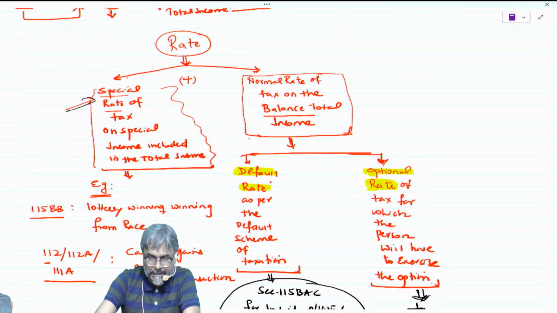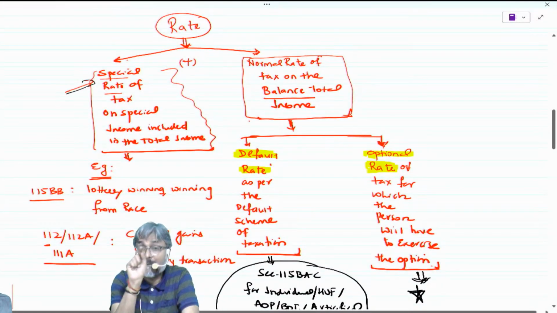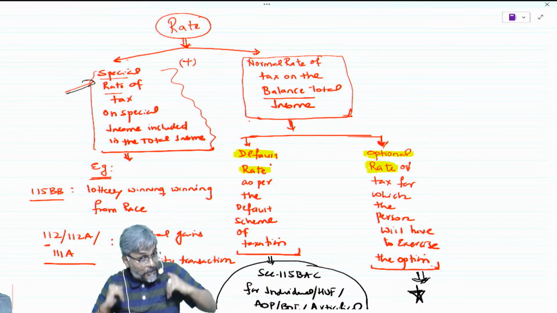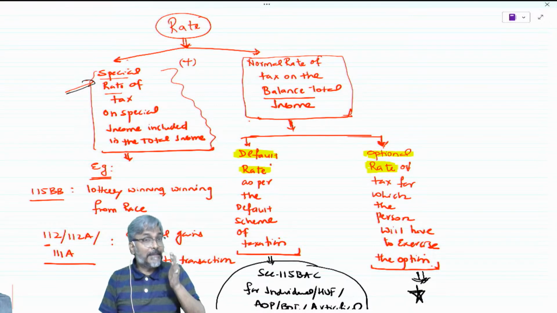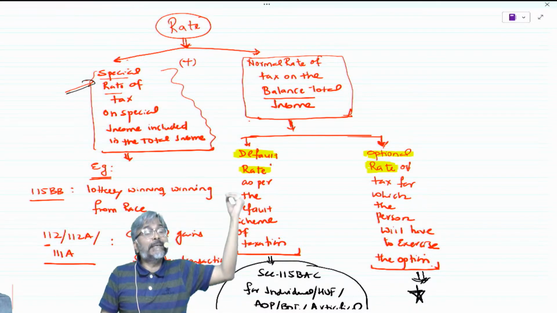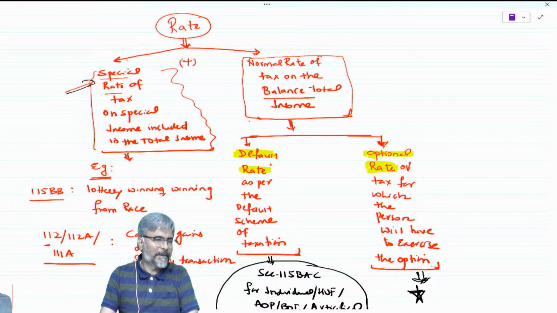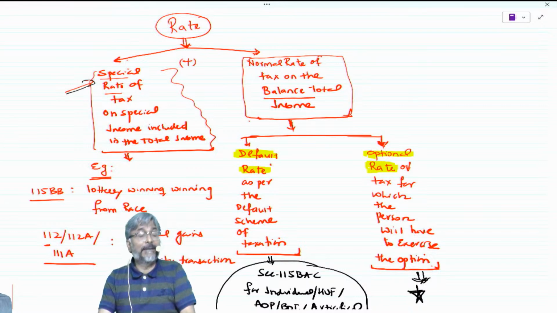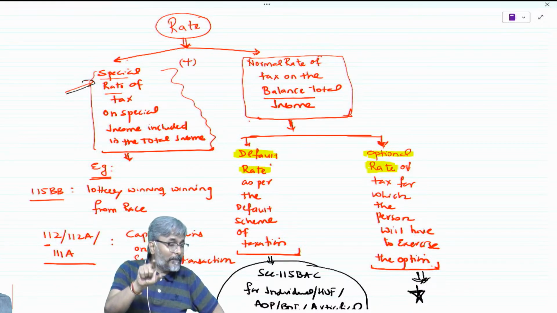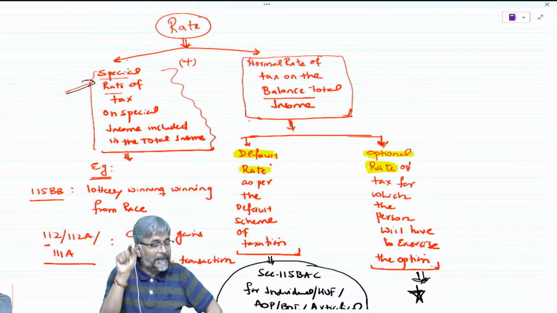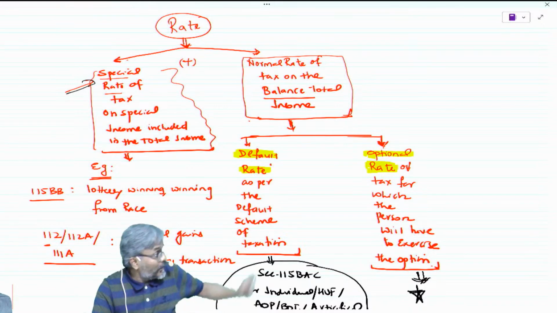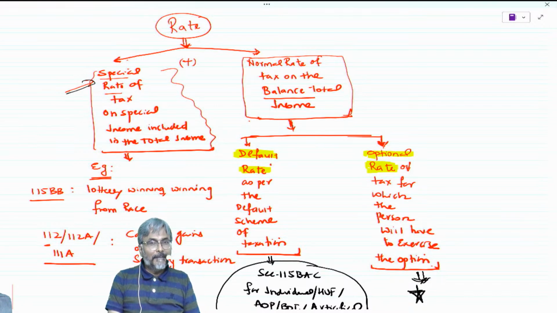On that special income, apply the special rate. Now my question to all of you is, if I am an individual, Mr. X, Mr. Y, and I have a special income, and I am opting for the default tax regime, which is 115BAC, then in that case, whether on the special income the special rate will apply or not. Go through this chart and tell me.